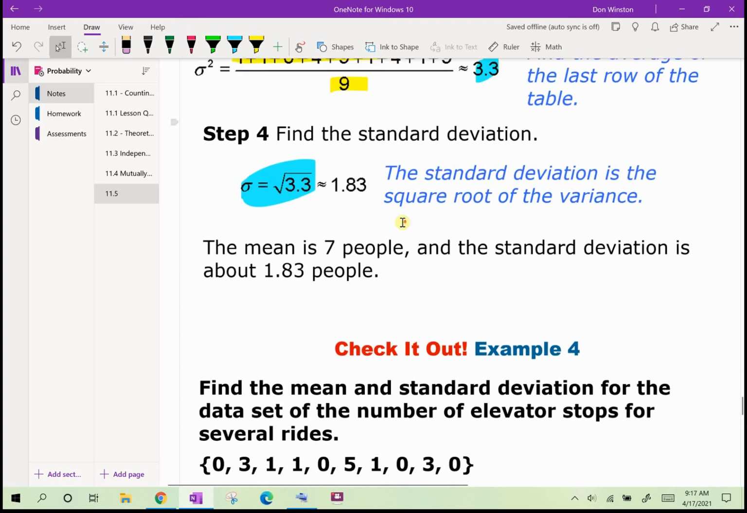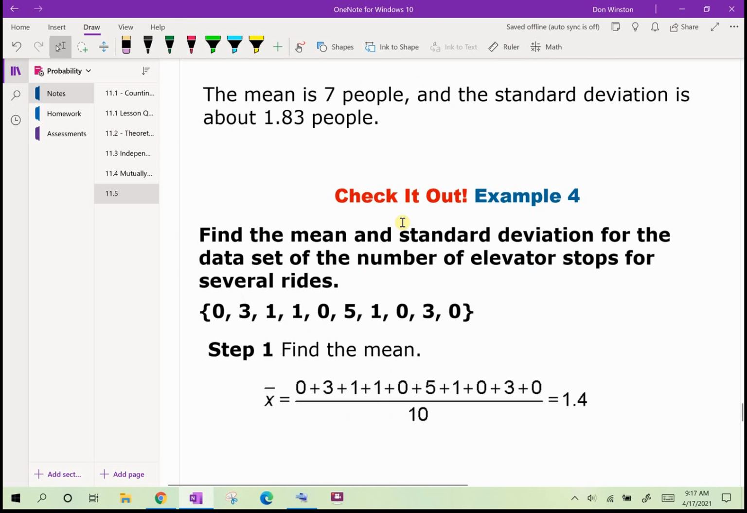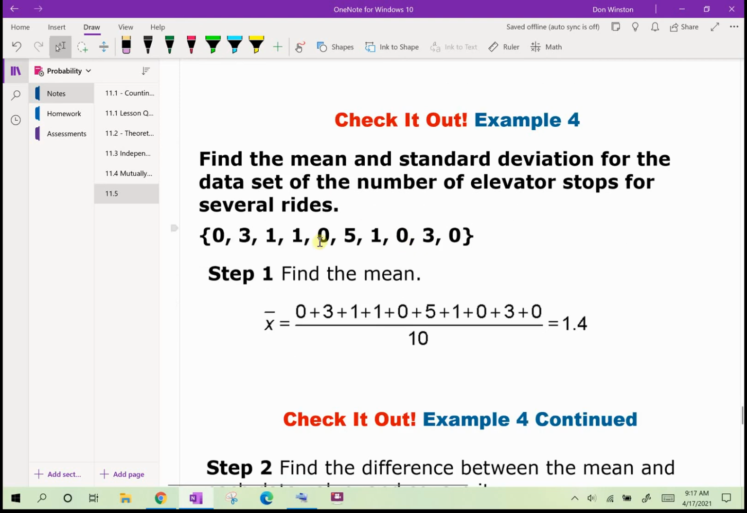Let's look at another. Find the mean and the standard deviation for the data set of the number of elevator stops for several rides. Again, first we have to find the mean. We add up all those numbers. We have 10 numbers, so we divide by 10. We get the mean 1.4. That's the average.